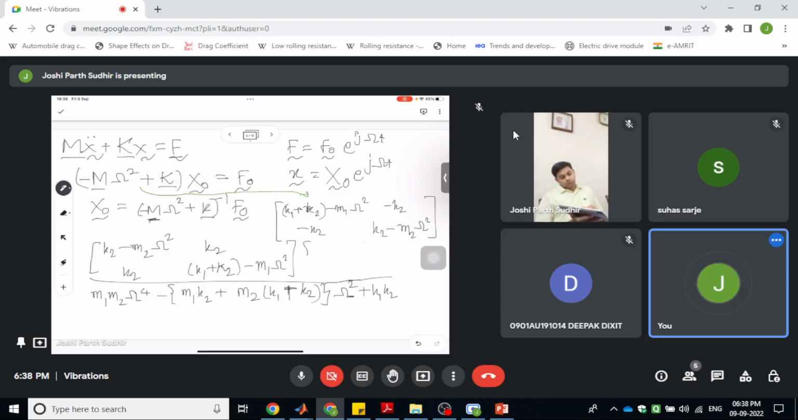for this vector F naught comma 0. This will be basically the vector x1 x2, so the amplitudes of the vibrations.